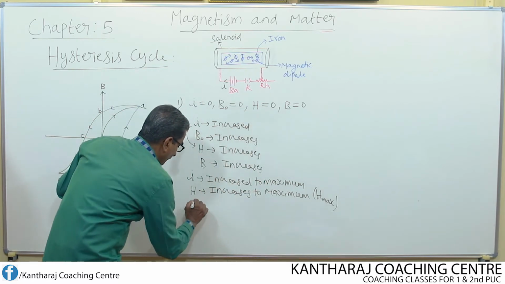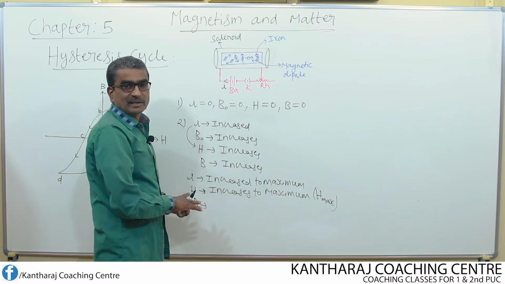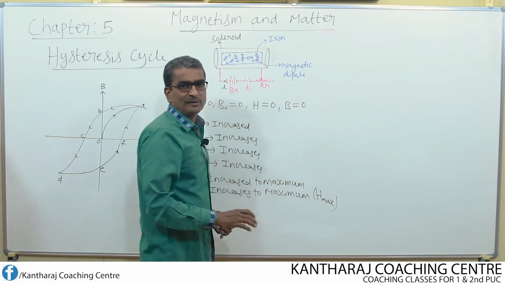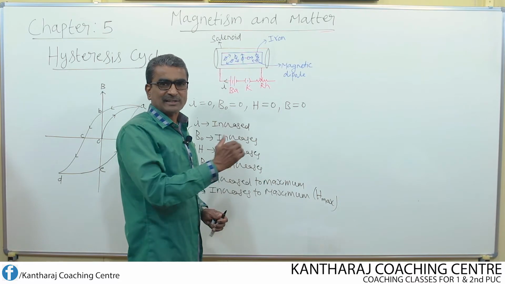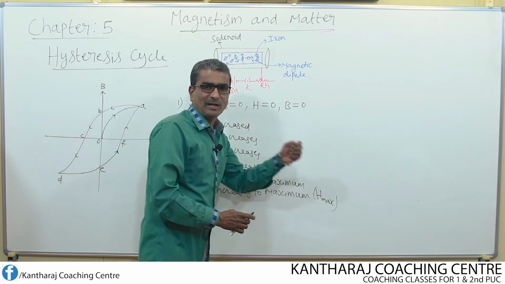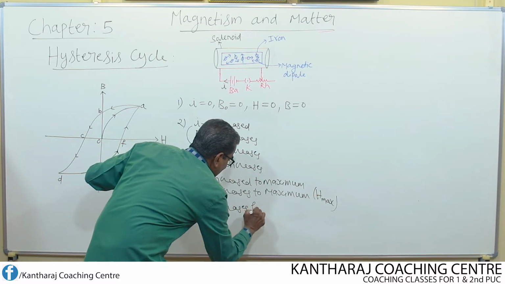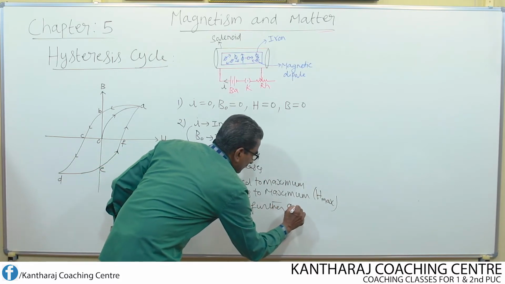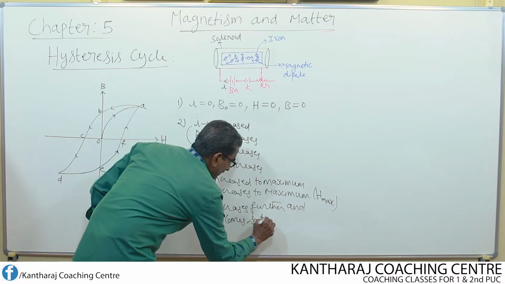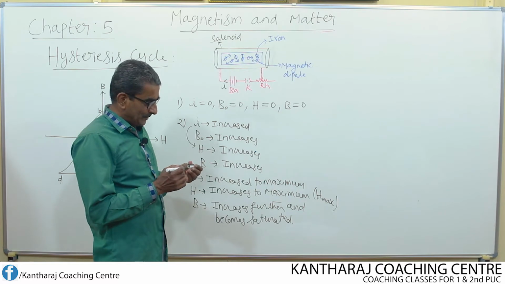B also increases with H up to a certain stage. Then it becomes saturated. Even though H continues to increase to the maximum value, B is not going to increase further. So at some stage, B gets saturated even though H continues to increase to the maximum value. So B increases further and becomes saturated. Okay. So this is what is going to happen.